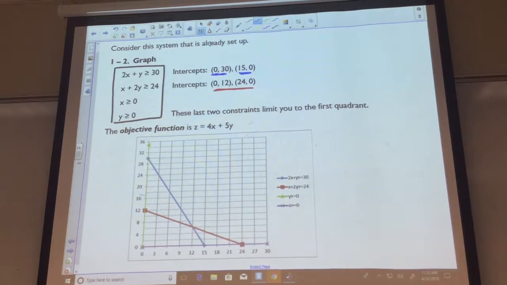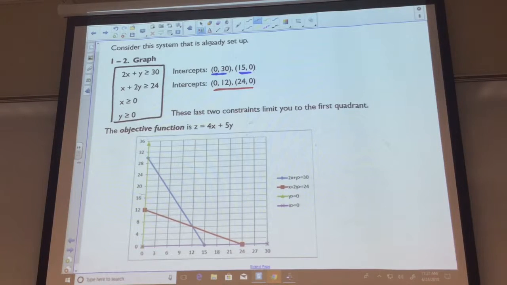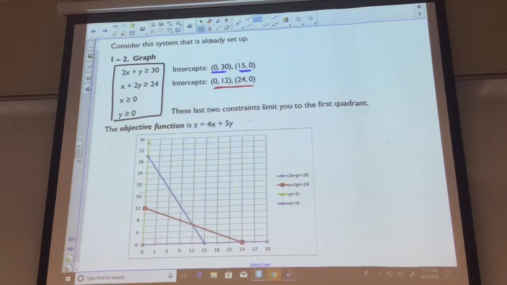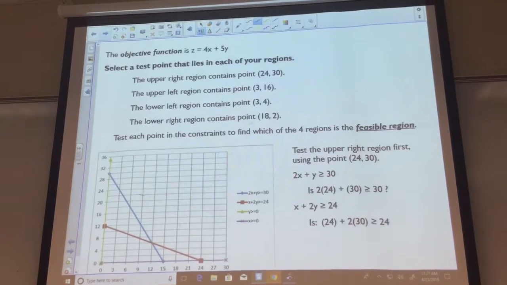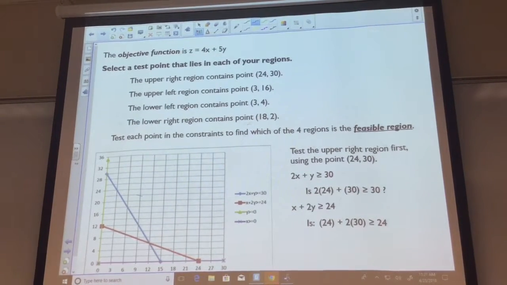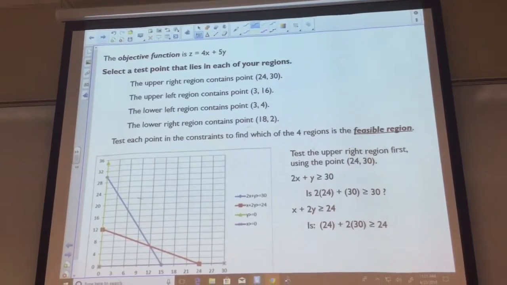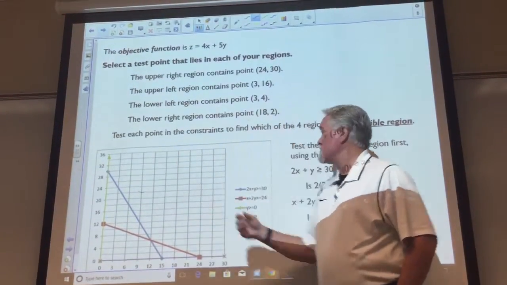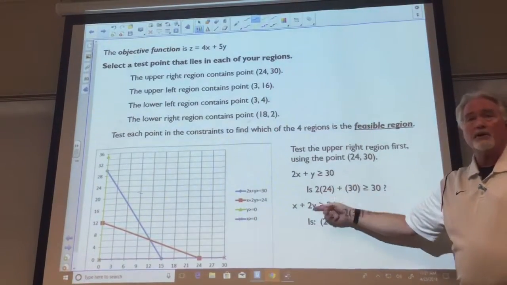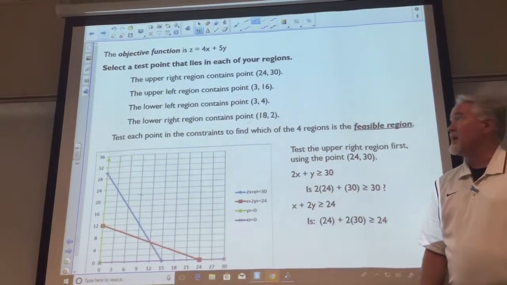The 2x plus y being greater than or equal to 30, and the x plus 2y being greater than or equal to 24. And about the only way you can do that is to start picking points in each quadrant. For example, in the upper right-hand region, you might pick a point that you can drop into these 2 equations or inequalities and find out whether they satisfy them or not.